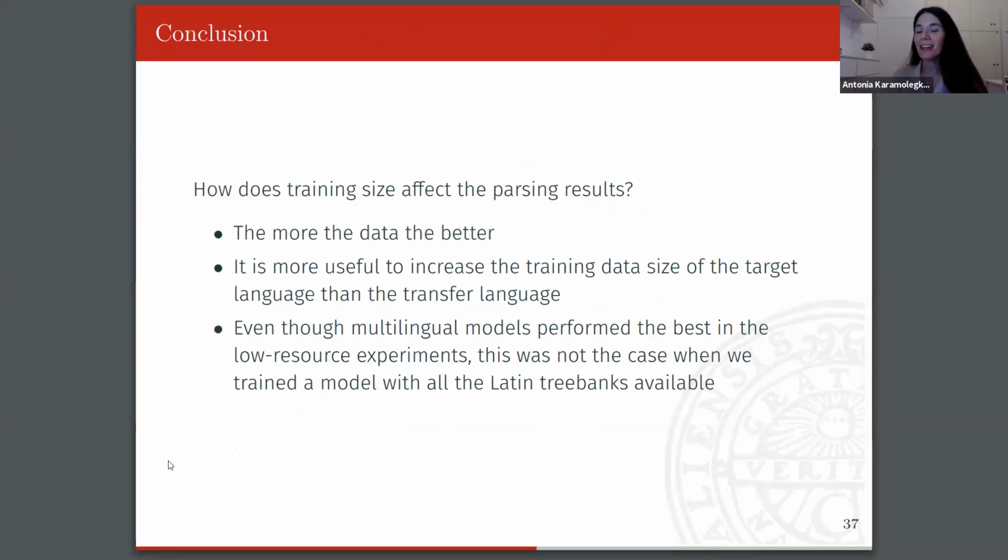How does training size affect the parsing result? So the more the data, the better. This was proven by all of our experiments. And it is more useful to increase the training data size of the target language than the transfer language. This makes sense because the target language is the goal. And lastly, even though multilingual models perform best in the low resource experiments, this was not the case when they were trained with all the Latin treebanks available, which outperformed the multilingual models.